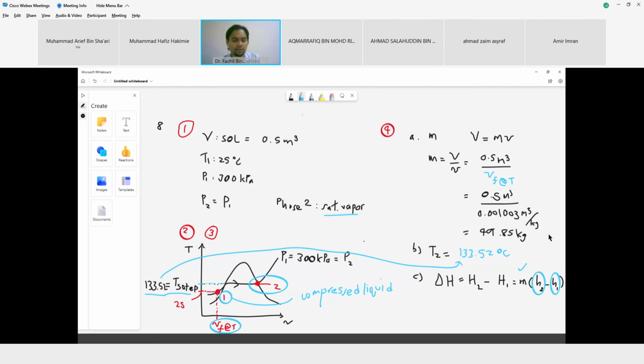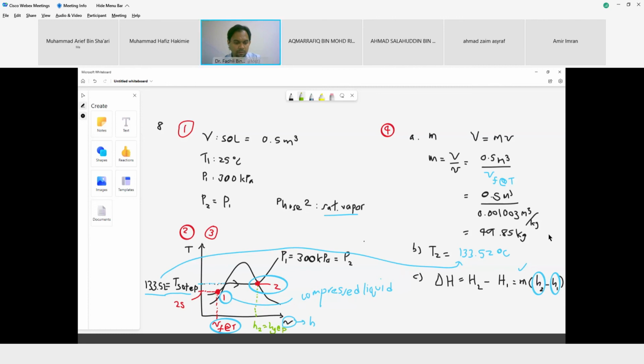Okay, so look at our diagram. H2, as what we did in question number 5, we can change this V to H. So sekarang ni bolehlah kamu cari. So grab this one. This is H2. This H2, since the phase is saturated vapor, it is same as Hg at the given pressure.